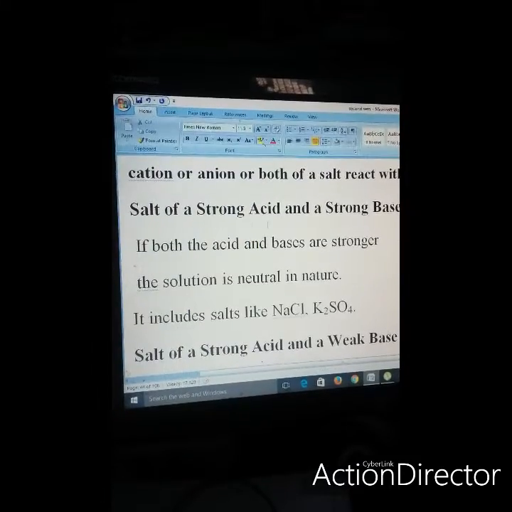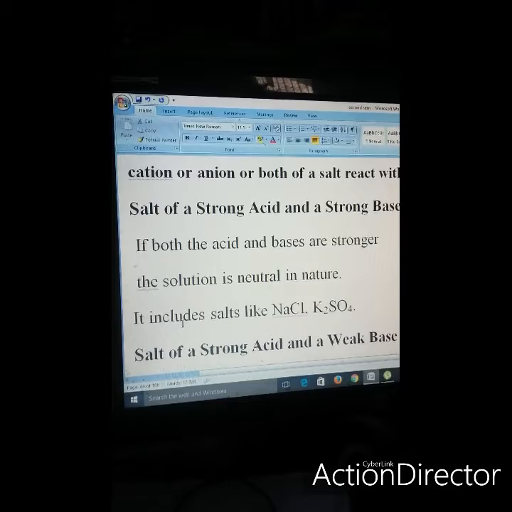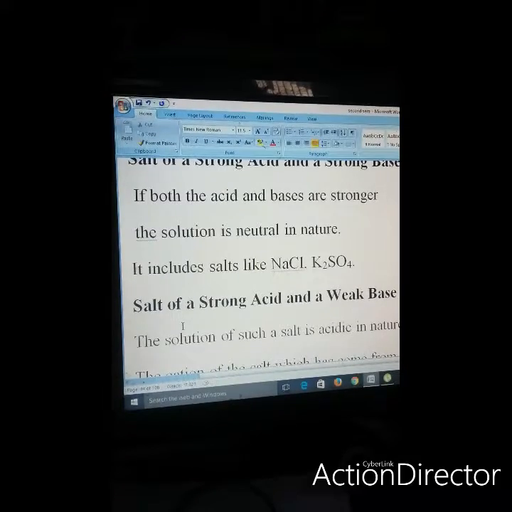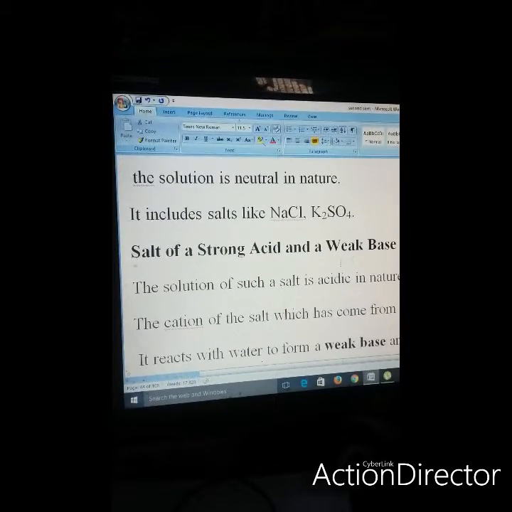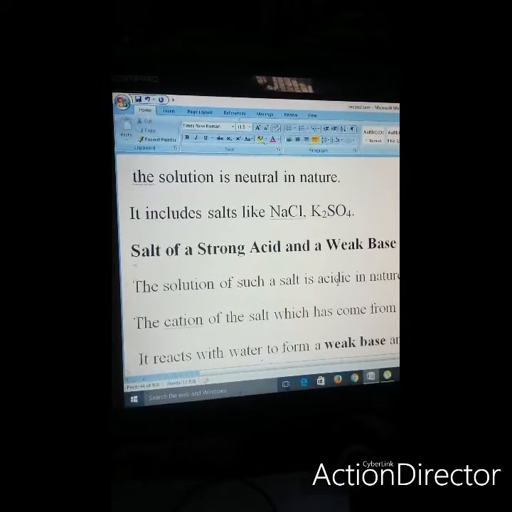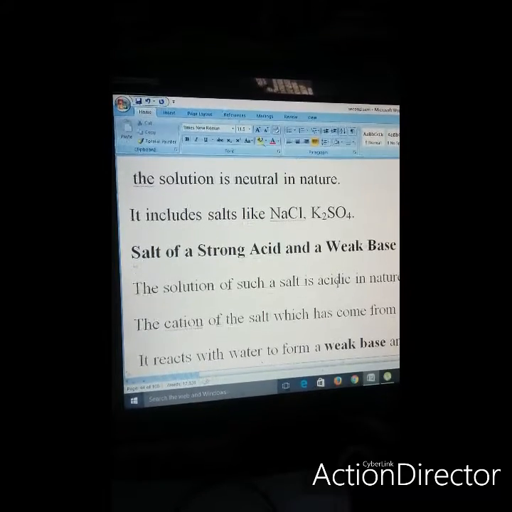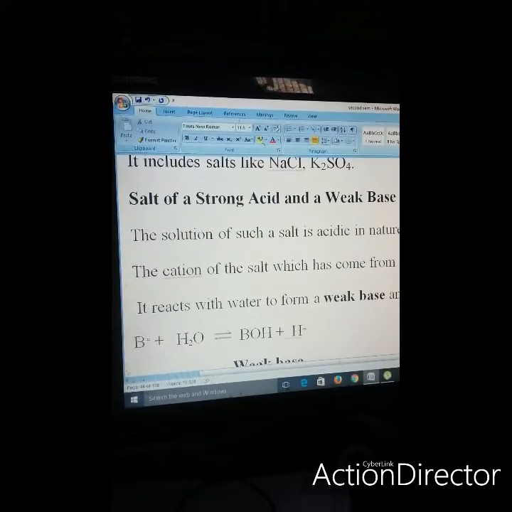Let us see the salt of a strong acid and strong base. If both the acid and base are strong, the solution will be neutral in nature. It includes examples like NaCl and potassium sulfate. Then the salt of a strong acid and weak base. The solution of such a salt is acidic in nature, and the cation of the salt which comes from the weak base is reactive. It will react with water, and that will give you a weak base and hydronium ions.